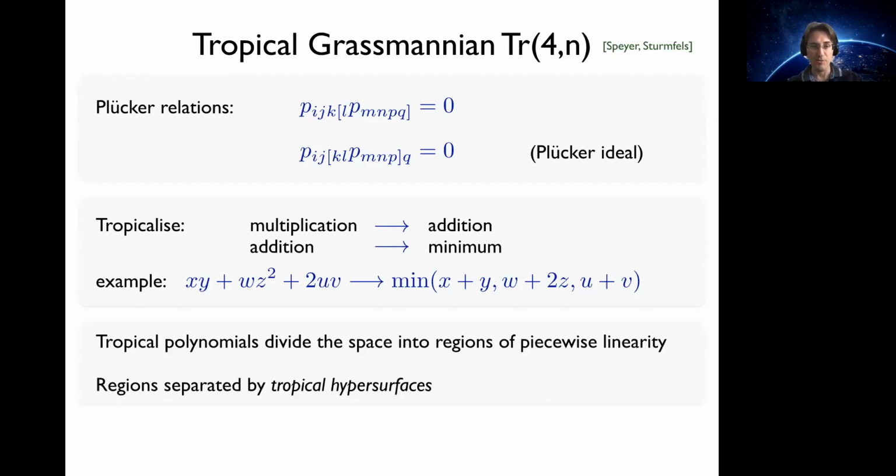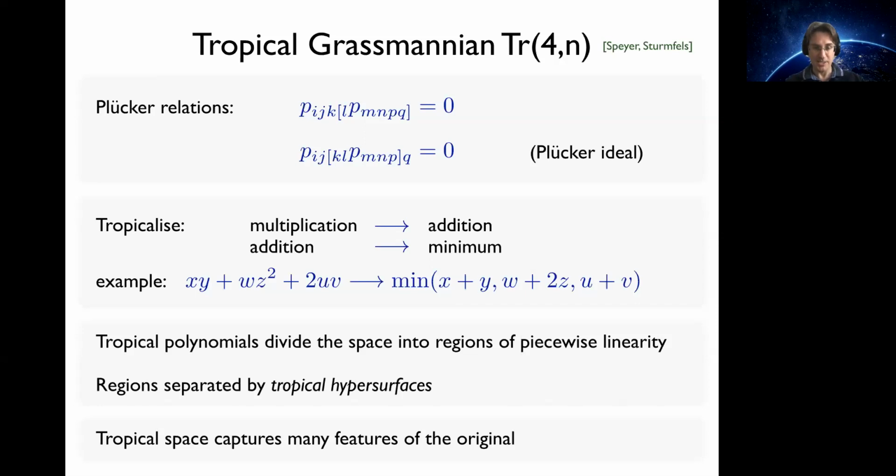Okay, so if I have a tropical polynomial, then obviously each of the arguments of this minimum is a linear function. But because it's a minimum, I'm going to divide my space into distinct regions where I have linear behavior. I'll divide the space into regions of piecewise linearity, depending on which term is the minimum. And those regions are separated by walls or hypersurfaces that I'll call tropical hypersurfaces. And the structure of these hypersurfaces is what we want to study.